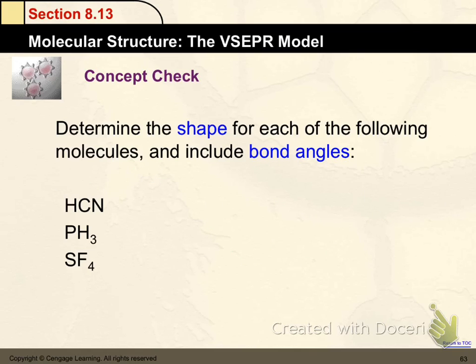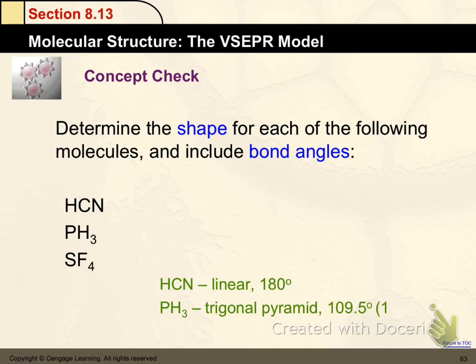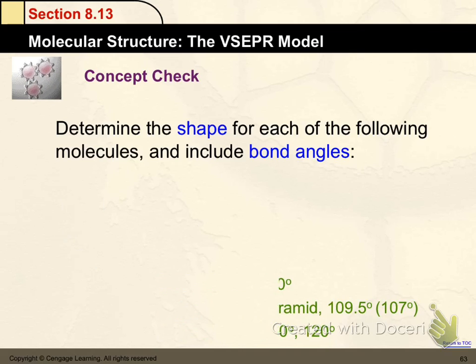All right, here are your answers. HCN, we said, is linear, 180. PH3, trigonal pyramidal. And SF4, seesaw. Okay. And then a couple more.